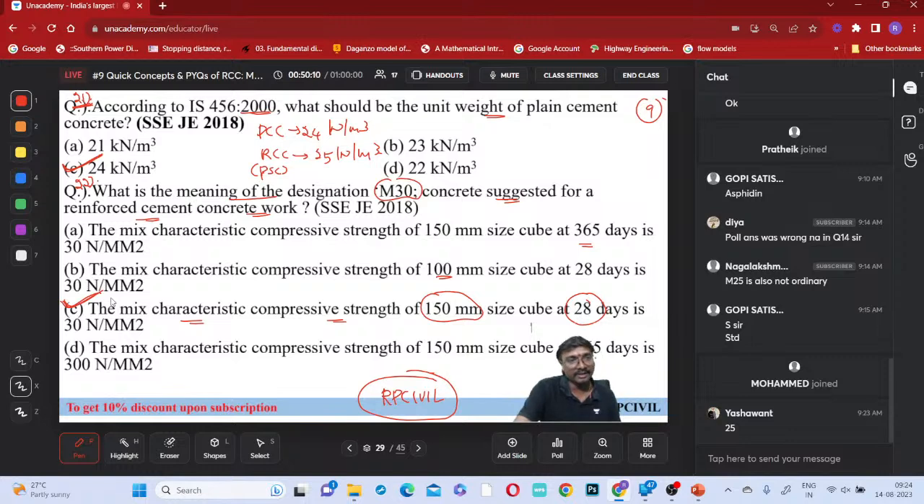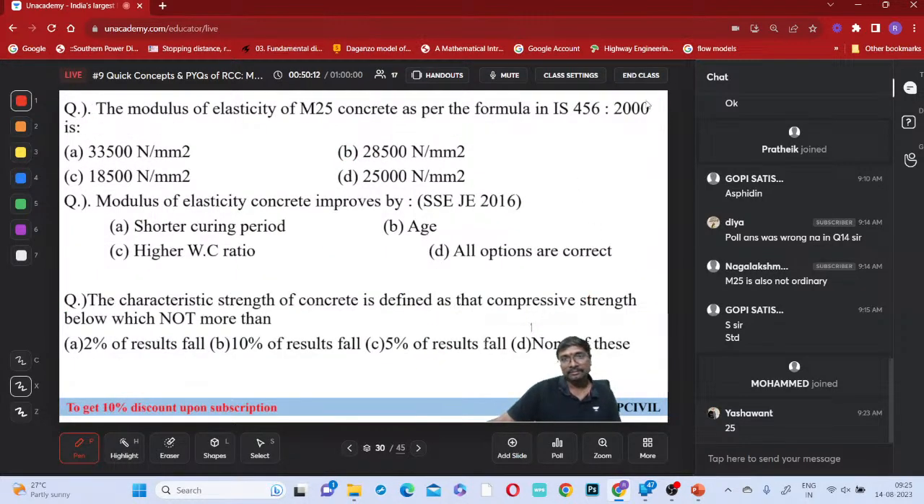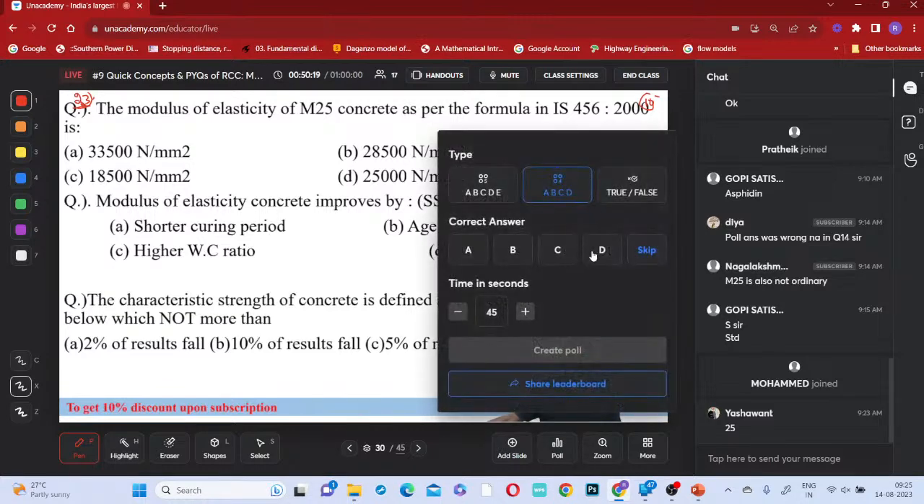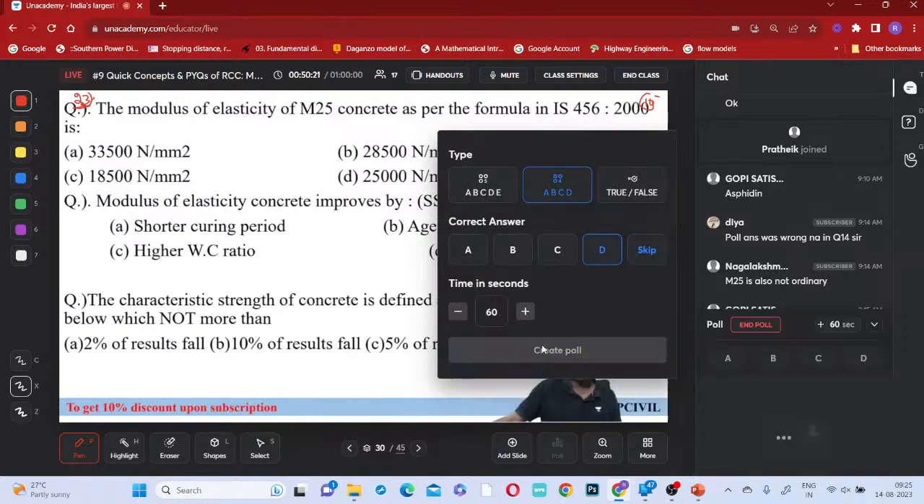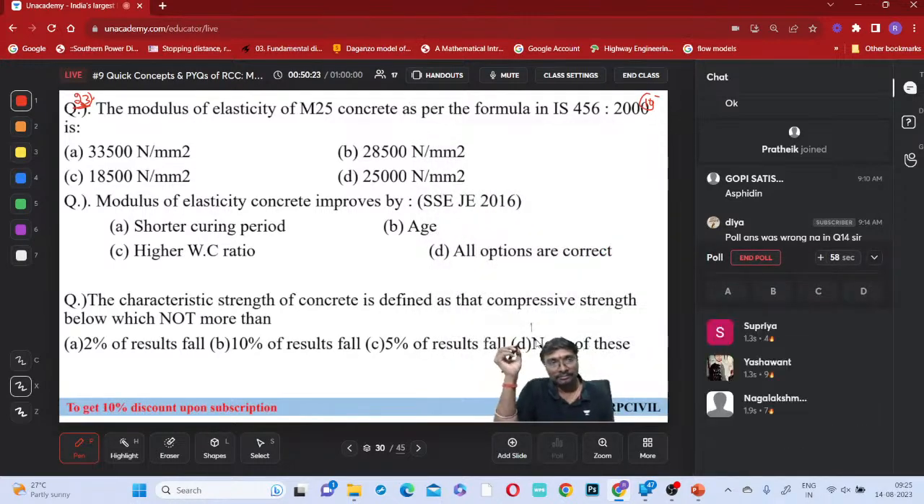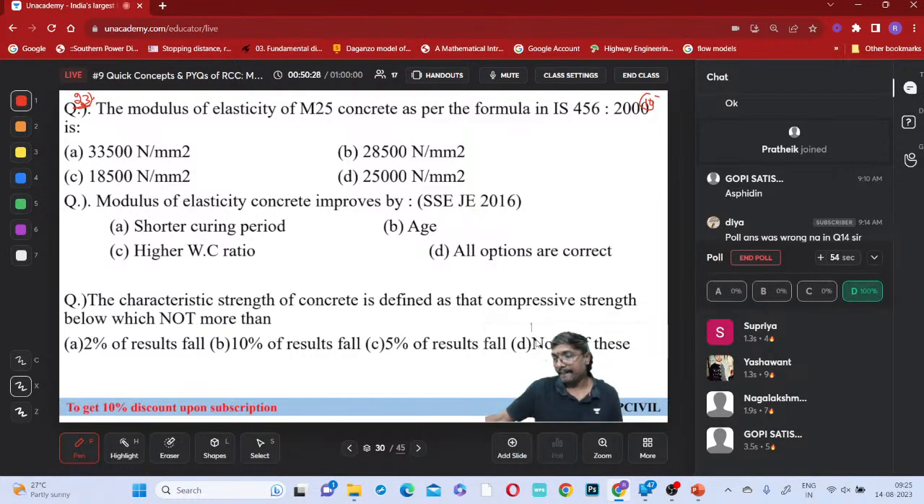Shall I move to the next question? 23rd question. This is question number 23. Try to select your answer. I am giving 60 seconds. Select the answer, everyone.